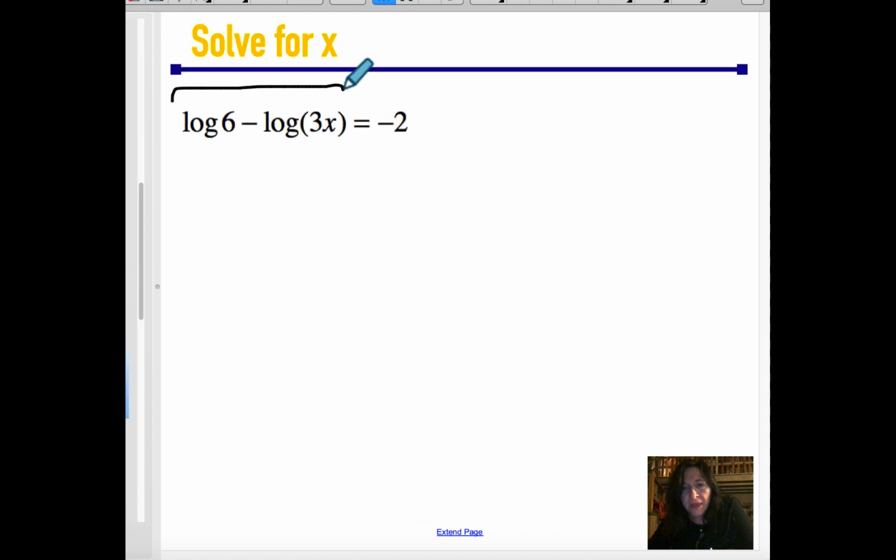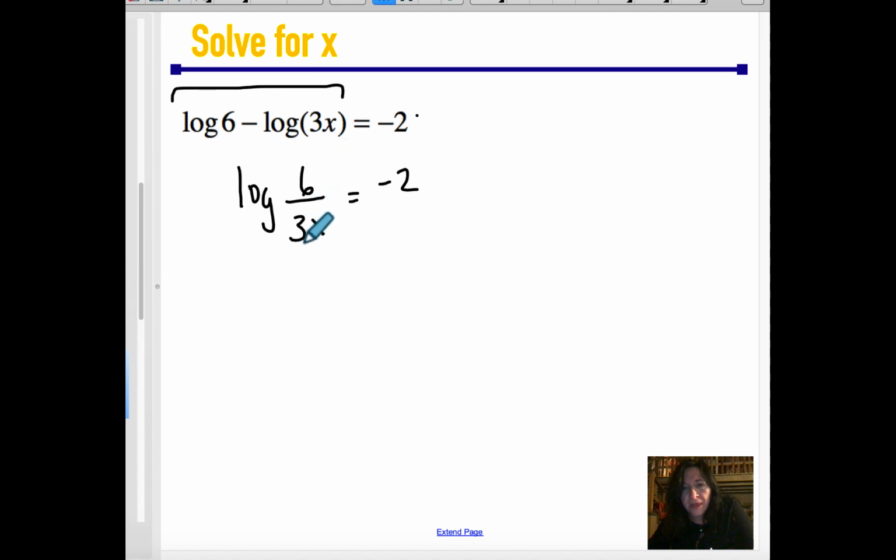Combine these first. You're not losing the logs. You would only lose the logs if there was a log over here too. Like all the logs would go away after you simplified, but you have to simplify first. So let's do that. We are going to combine these. So we've got log base 10 of 6 over 3x, and that equals negative 2.